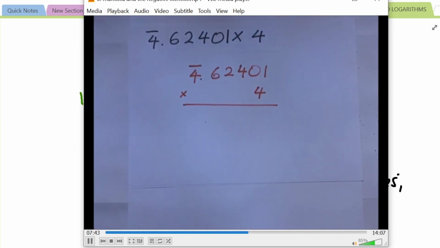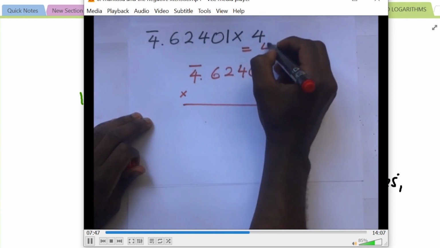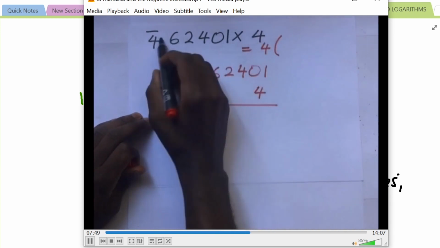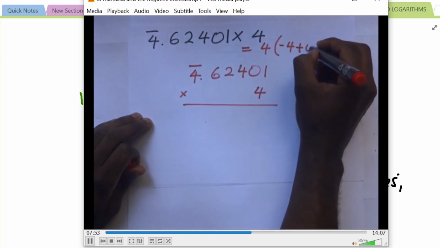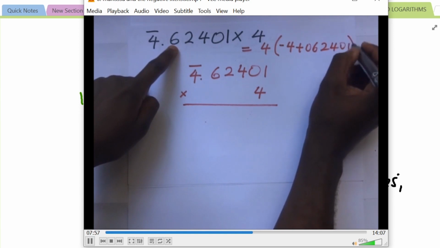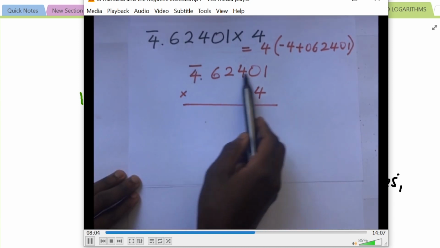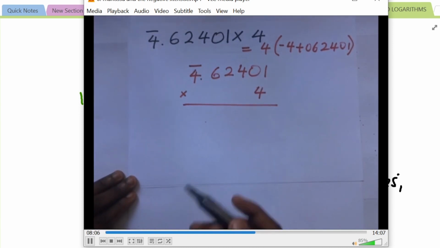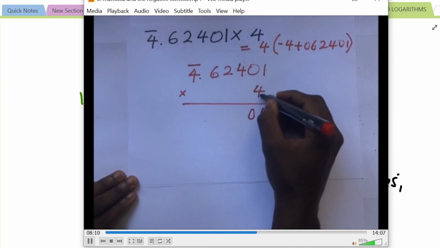Now still, when you're multiplying this, this is the same as saying 4 multiplied by negative 4 plus 0.62401. We are going to multiply the two independently. So this negative only affects this part. This is free of that. It's still positive. So it's 4 times 1 is 4. 4 times 0 is 0. 4 times 4 is 16.